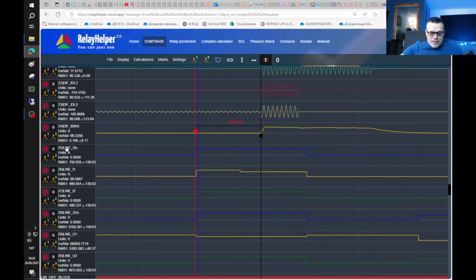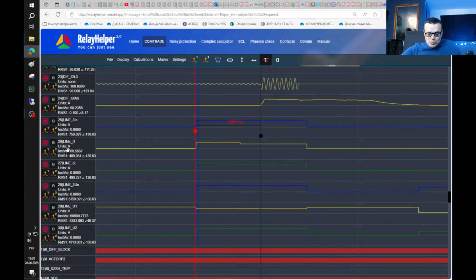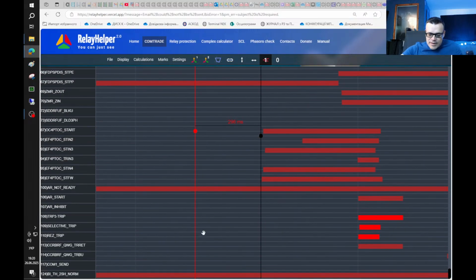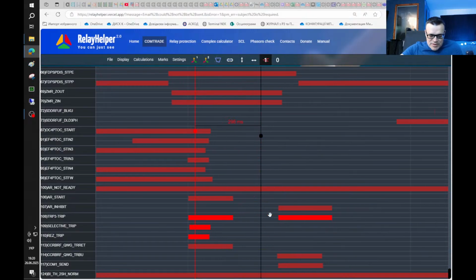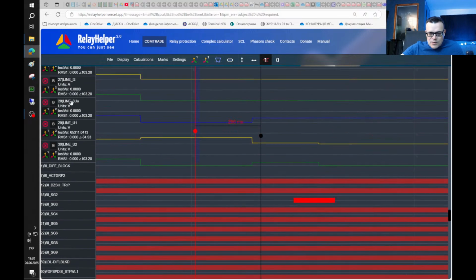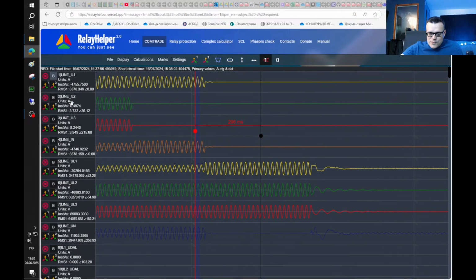I believe that there was some software problem with the relay, and that led to such a thing that after the fault was cleared, the IED generated a trip bus signal, and we lost a lot of load during that case.